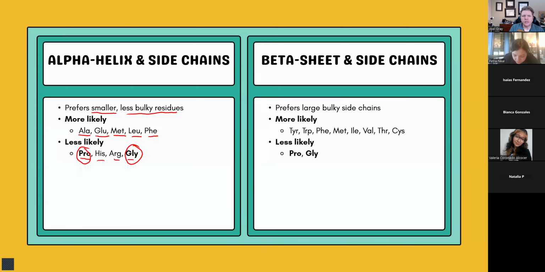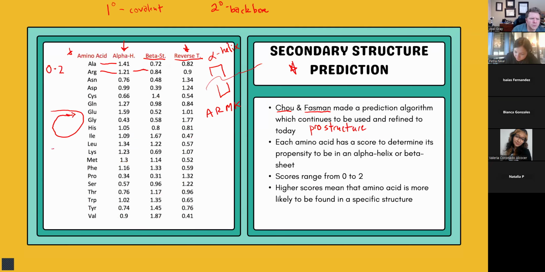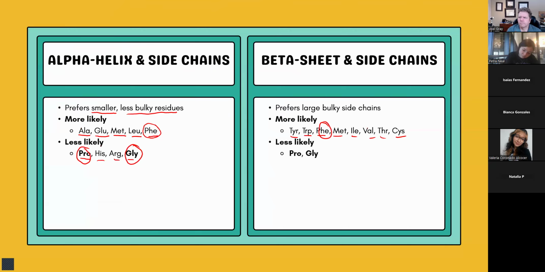So when it comes to the beta sheets, you've got larger or bulkier side chains: a tyrosine, a tryptophan, a phenylalanine, methionine, isoleucine, valine, threonine, and cysteine. And it's fair to note that phenylalanine is found in both alpha helices and beta sheets. If I remember correctly, the propensity scores for phenylalanine are 1.16 to be found in an alpha helix and 1.33 to be found in a beta strand. So it's possible to be found in both. Natalia, did I answer your question?